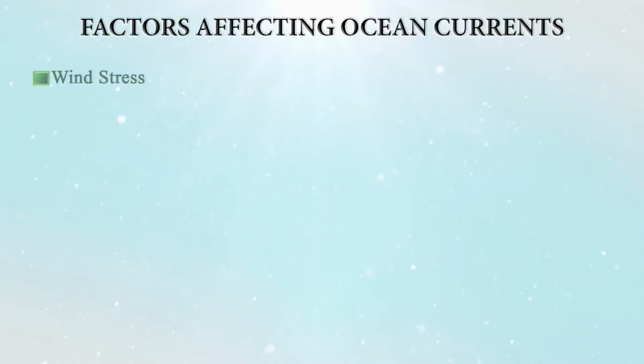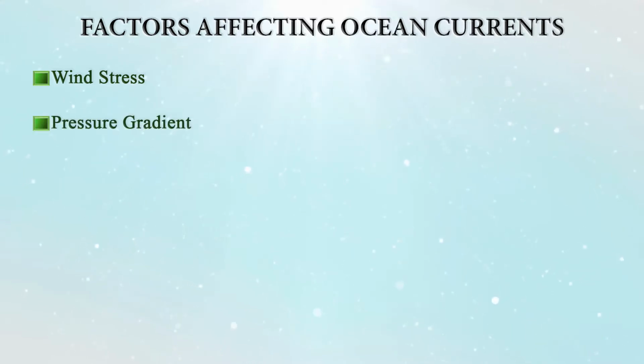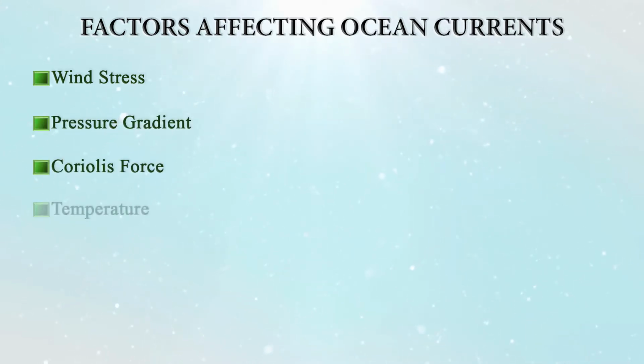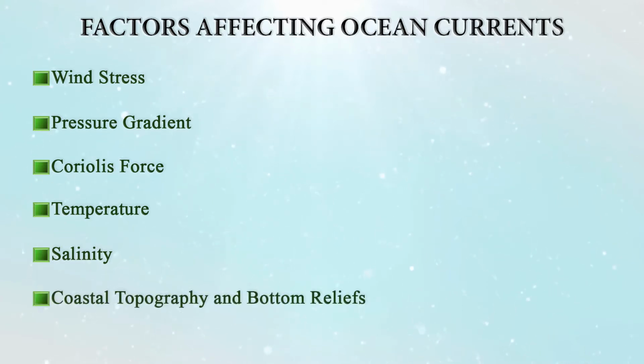So what are the factors that affect the movement of ocean currents? You will get to know in this video program that there are several factors like wind stress, pressure gradient, Coriolis force, temperature, salinity and coastal topography and bottom reliefs of the oceans that affect the movement of ocean currents.